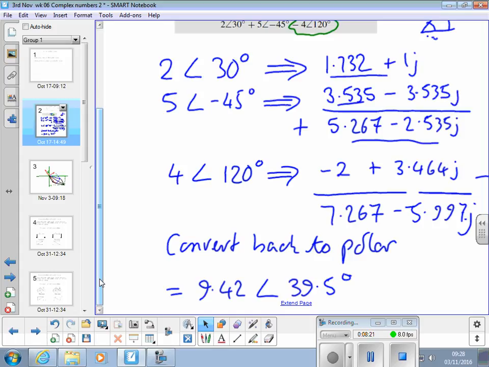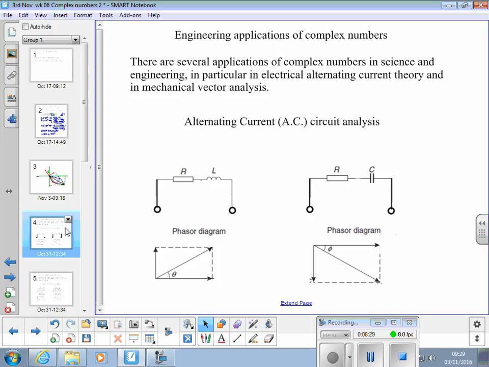But other than that, generally you're going to want an answer in polar form eventually. So, moving on, I don't want you to get too hung up on the electrical why, the electrical stuff, because we'll cover that in science. It's about the maths here, okay?